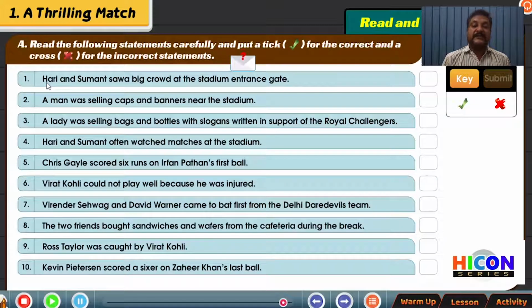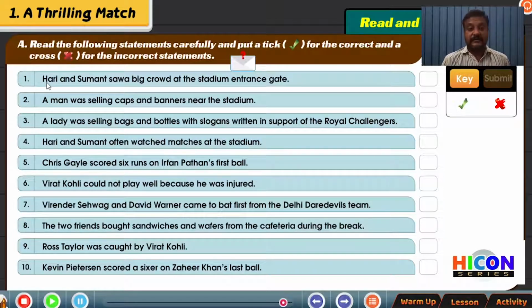A man was selling caps and banners near the stadium. Again, this is true. As they walked inside, they saw a man selling the caps and the banners of Delhi Daredevils. So that is a true statement.